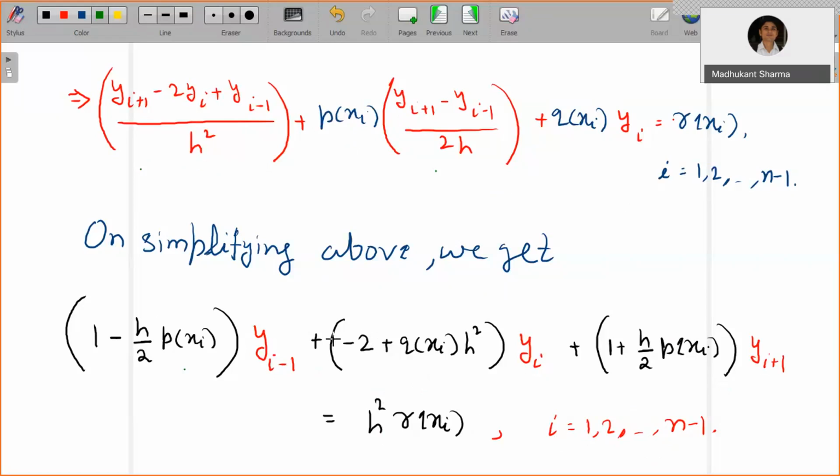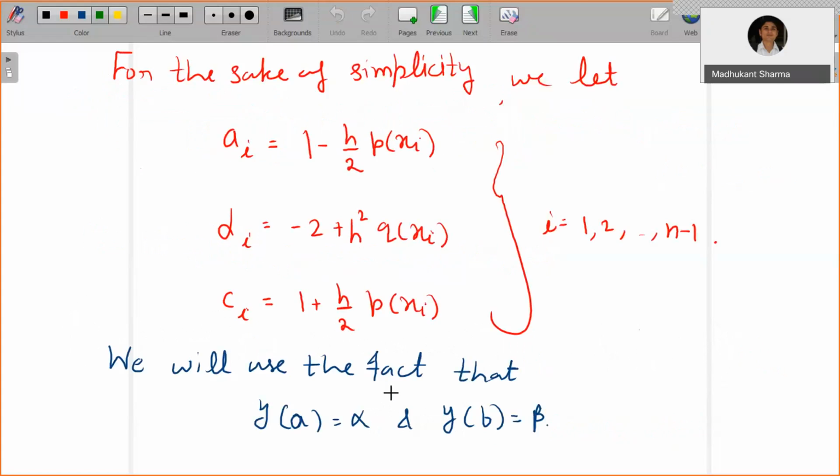Okay, in how many unknowns? We have y1 to yn minus 1, so n minus 1 unknowns. Right. Which you can write equivalently in the form of a system of equations, and the matrix representation also you can write. So for the sake of simplicity, we let ai be the yi minus 1 coefficient, di the yi coefficient, and ci the yi plus 1 coefficient.